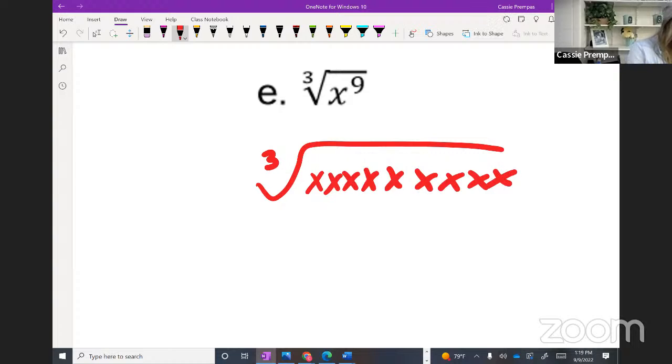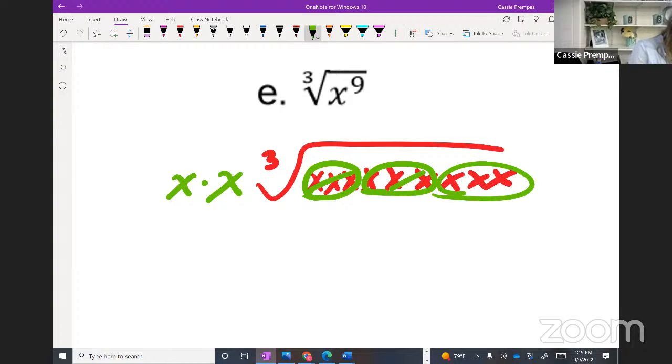How many do I need before I can take it out of the radical? 3, good. So I have 3 x's, cross it off, take it to the front. I have another 3 x's, cross it off, take it to the front. And I have another 3 x's, cross it off, take it to the front. Is there anything left under the radical? No, so what's our answer?